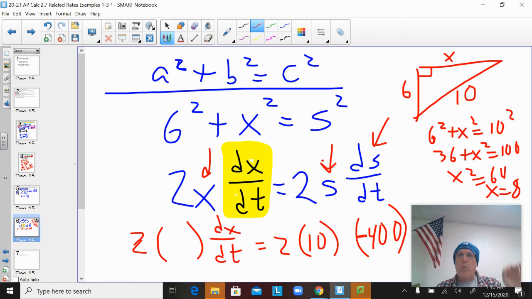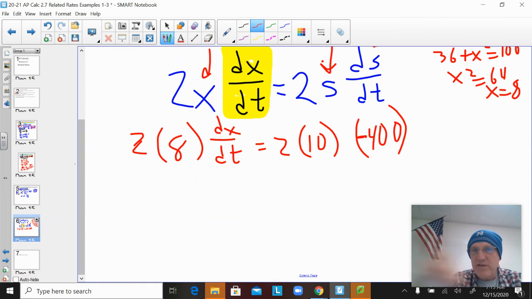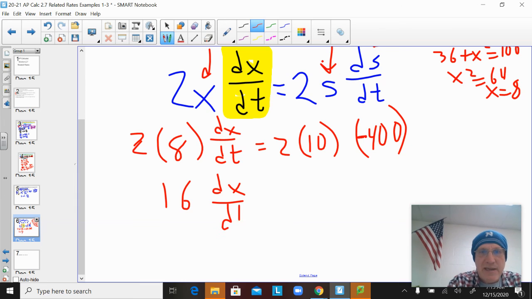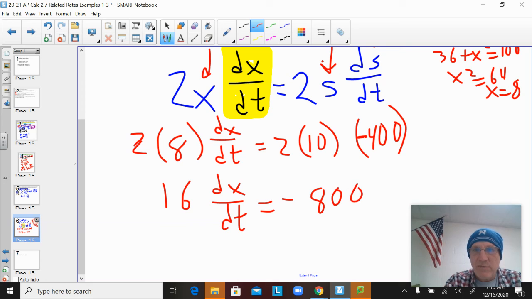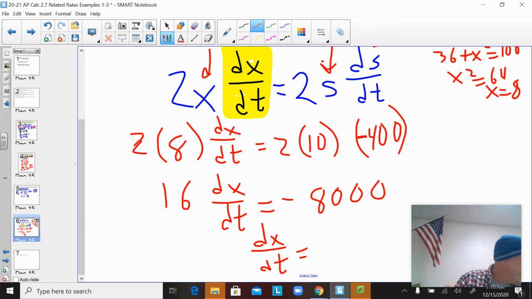So there's an example where one of the quantities we needed to substitute in appeared to be missing, but we actually could go back and find it. So that becomes 8. Now let's just do the arithmetic to solve this for dx/dt. That becomes 16 dx/dt equals, I think it's negative 8,000. Let's see, negative 800 times 10. I divide both sides by 16. I think it's negative 500 maybe.